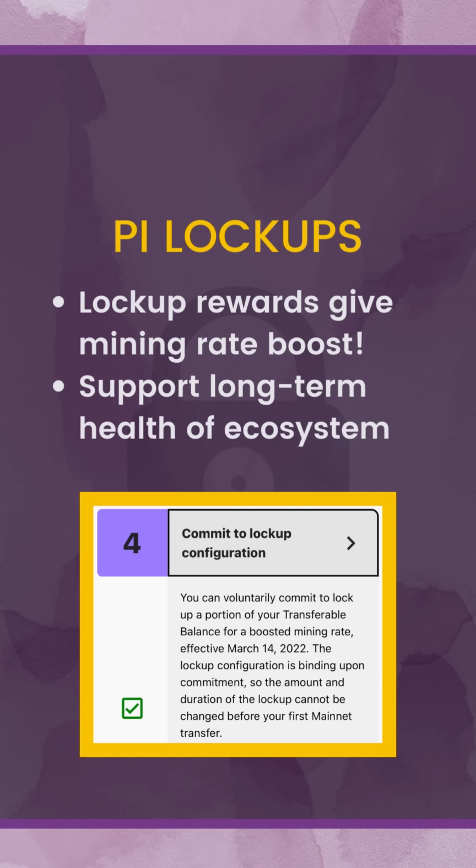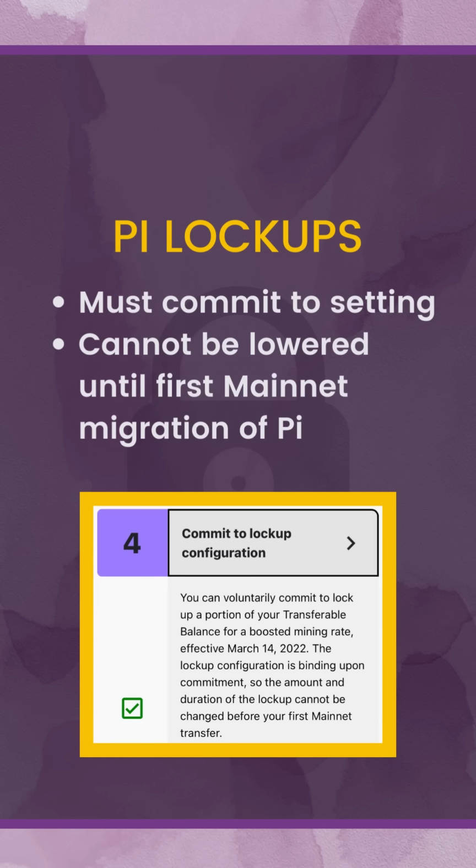It is an important decentralized macroeconomic mechanism, especially in the early years of the open network when utilities are being created. More information about the lockup reward is available in the new chapters of the updated white paper released on December 28, 2021. While Pi lockups are voluntary, you must commit to an initial lockup setting to complete step 4 of the mainnet checklist. The binding aspect of your lockup setting means that the lockup amount and duration cannot be lowered before the transfer of your balance to the mainnet.